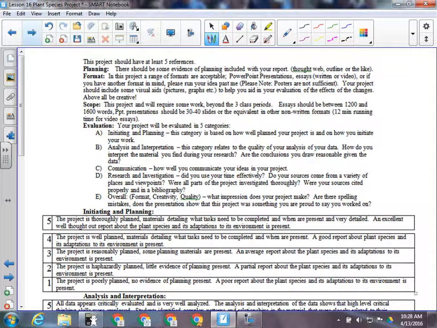You're going to need at least 5 references. That won't be hard, especially if you're citing your pictures. You'll probably have way more than that, okay? But 5 is absolutely the bare minimum, okay?